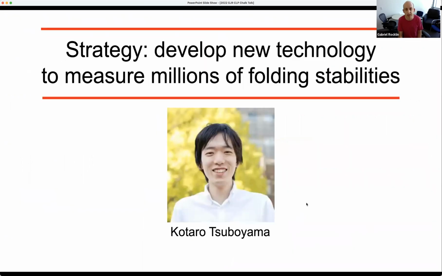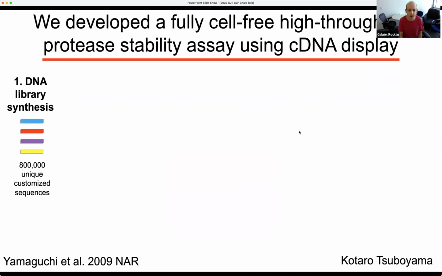So the approach that we're taking in our lab is to develop new technology to measure millions of folding stabilities. And this is the work of postdoc Kotaro Tsubayama, that I think we're going to have a first preprint on in the next month or so. So I'm just giving the high-level overview of this project.